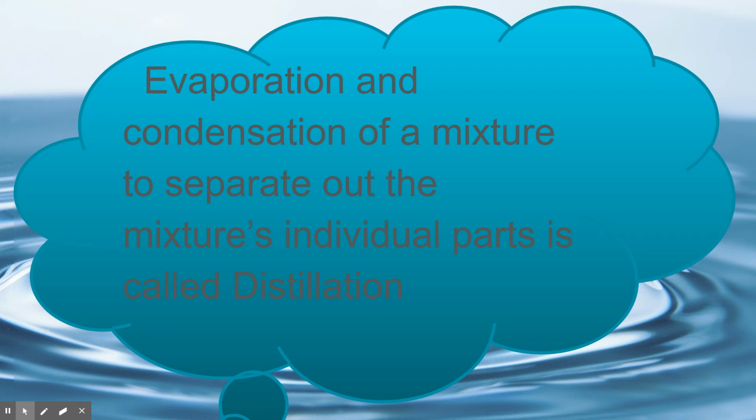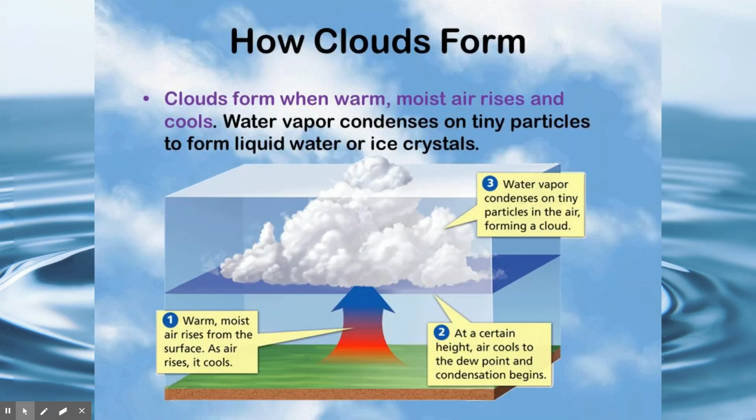This you might have heard of. You may have drunk distilled water before, or you may use it in the machines that you have. Distillation is a process used in chemistry a lot as well, and it's just when you are separating out different individual parts. You are distilling. Like for water, you're taking out certain impurities, separating those impurities from the actual water, so you have more pure water when it is distilled. So evaporation and condensation of a mixture to separate out the mixture's individual parts is called distillation.